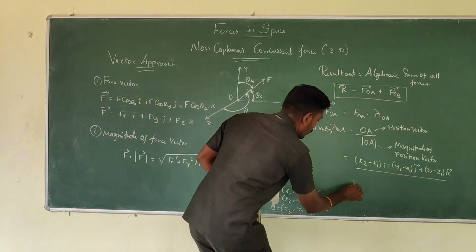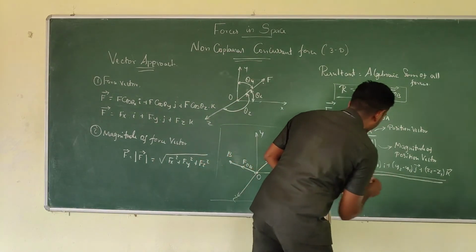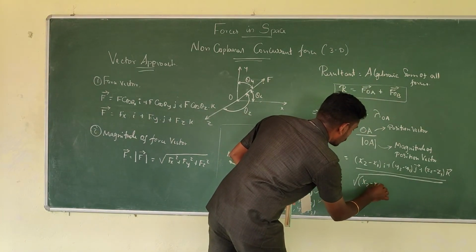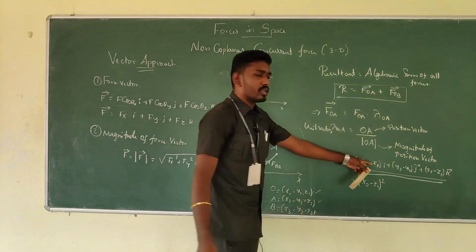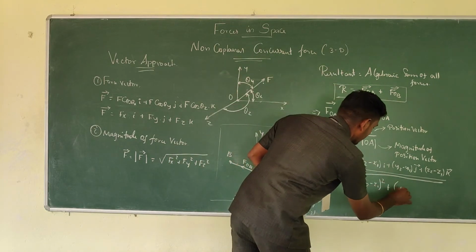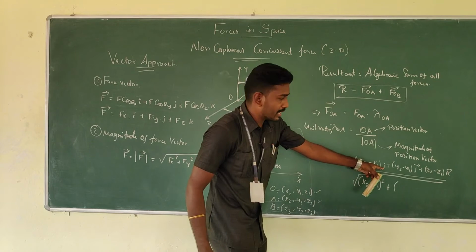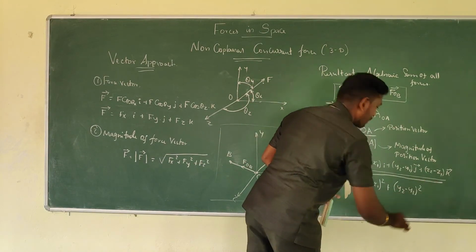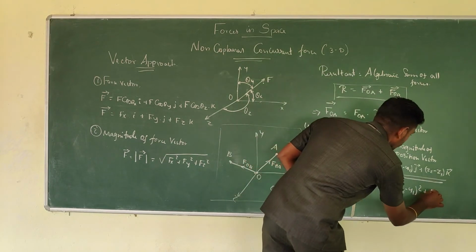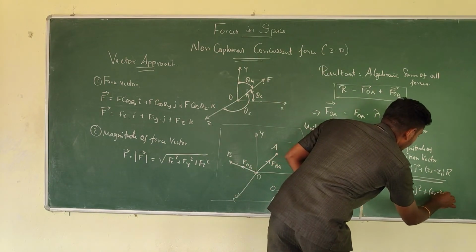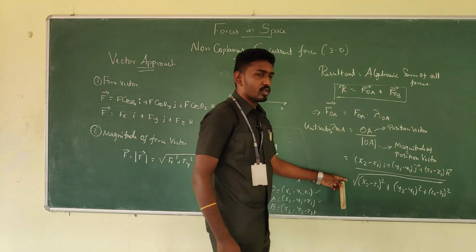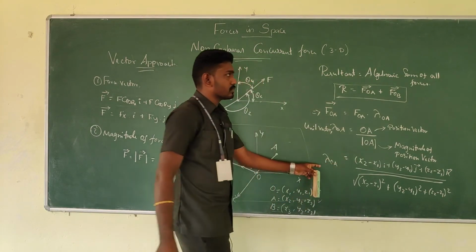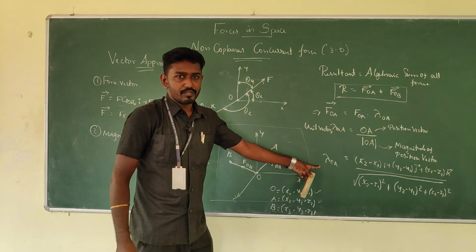So for the determinant, we need to take the square root of (x2 minus x1) squared, the same formula, plus (y2 minus y1) the whole square, plus (z2 minus z1) the whole square. It is a magnitude, so we neglect the i, j, k. So this is the formula for lambda OA.